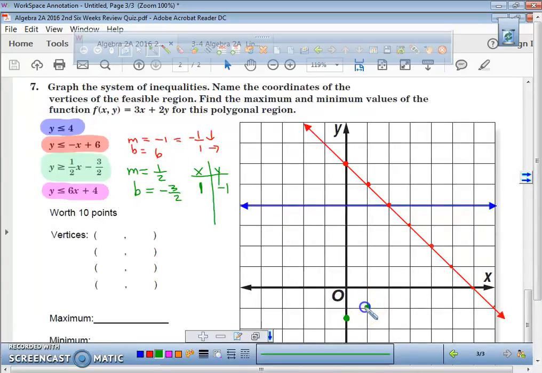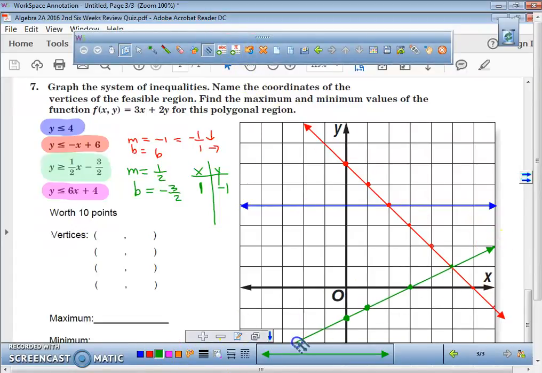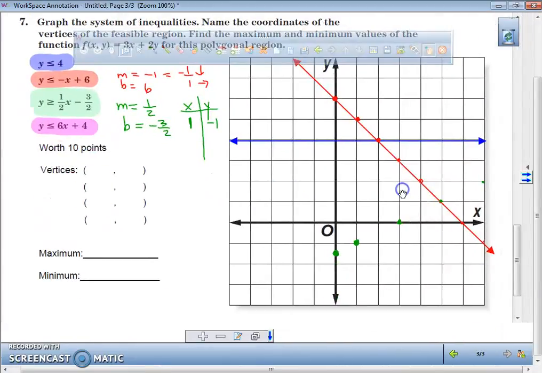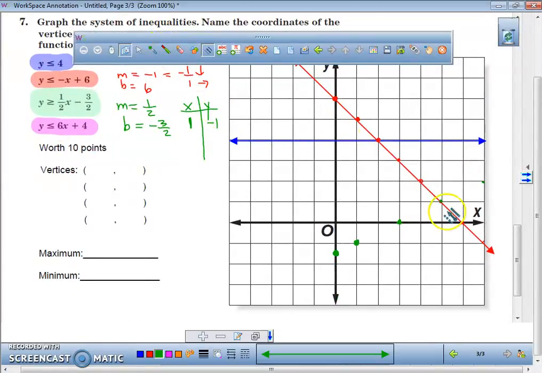So right now, from this 1, -1, I'm going to go up 1 and over 2, put a point. Up 1 and over 2, put a point. Up 1 and over 2. Make a nice solid line. Wait. Yeah. All right, hold on. We go back. Here's my line. Right there.